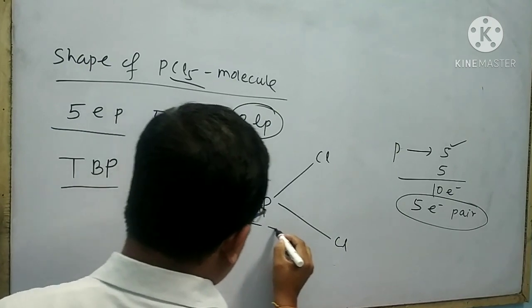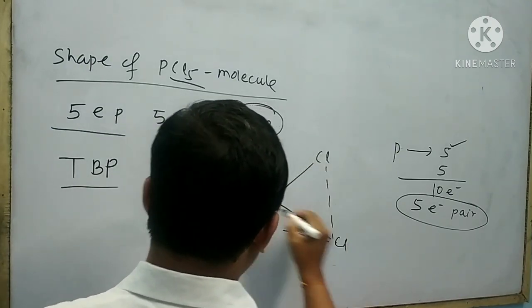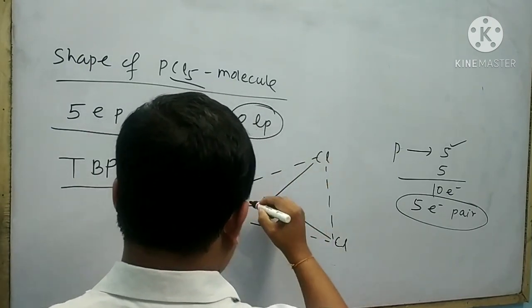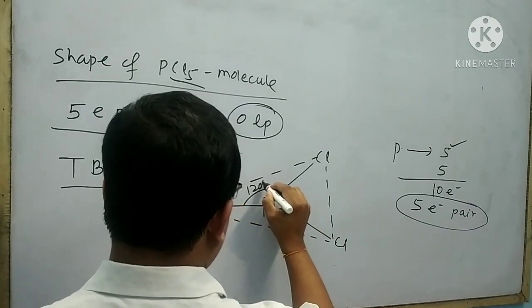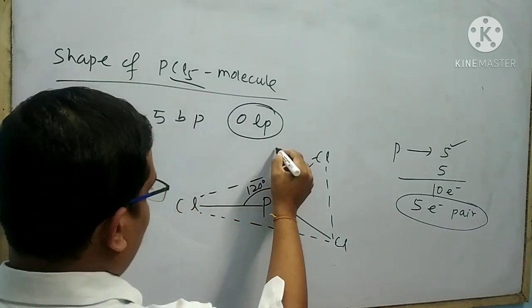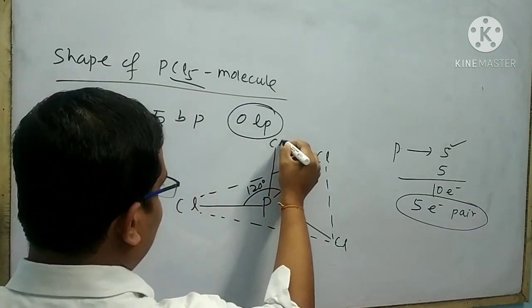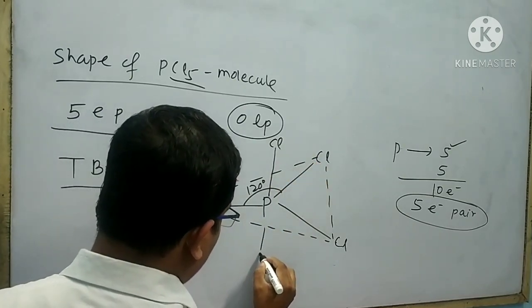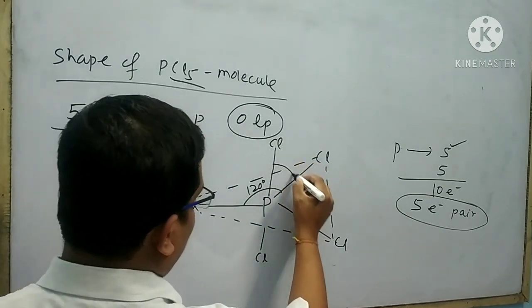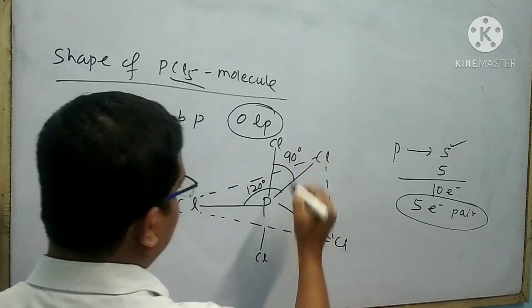This looks like a trigonal plane. The angle is 120 degree. The fourth chlorine atom is present like this. Here another chlorine atom is present like this. This angle is 90 degree.